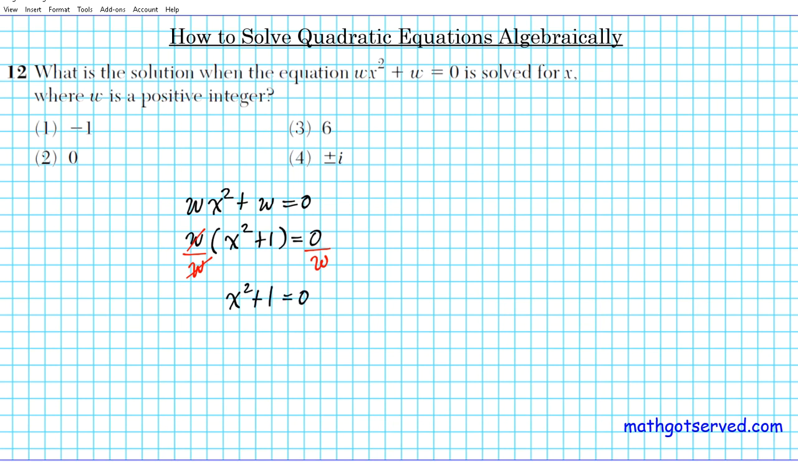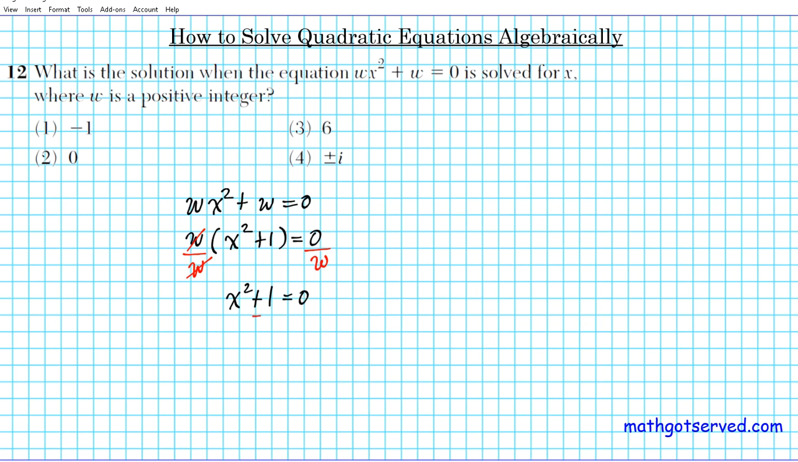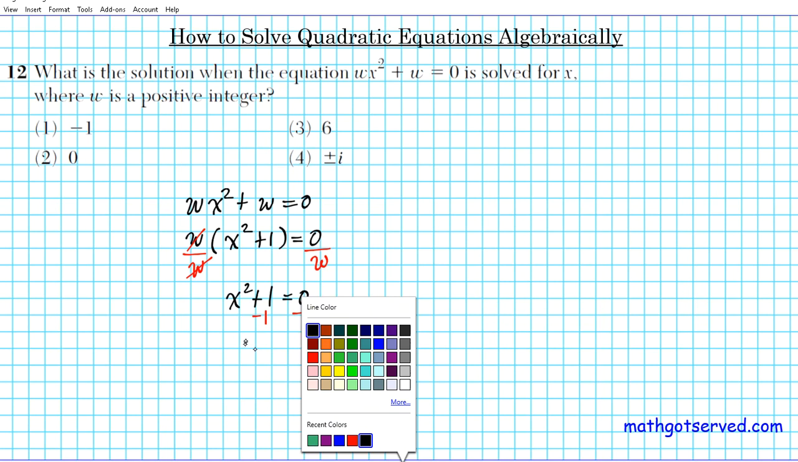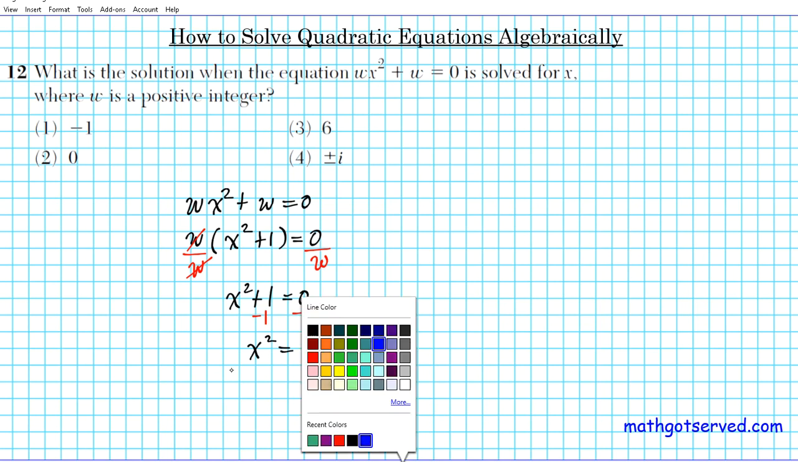Okay, so 2 more steps to finish this problem off. We'll get rid of 1 and then get rid of the square by taking the square root. Alright, so let's do it. First step, subtract 1 from both sides, and then you have x squared equals negative 1. And then you take the square root of both sides.